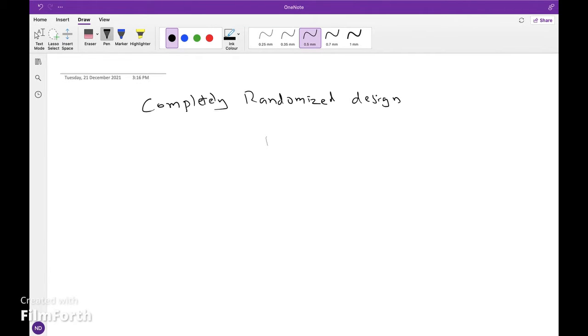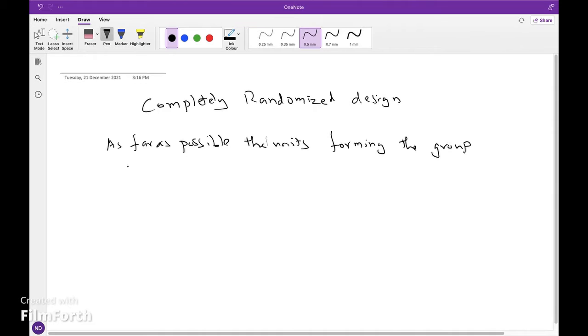Designs are usually characterized by the nature of grouping of experimental units, and the procedure of random allocation of treatment to the experimental units. In completely randomized design, the units are taken in a single group. As far as possible, the units forming the group should be homogeneous.